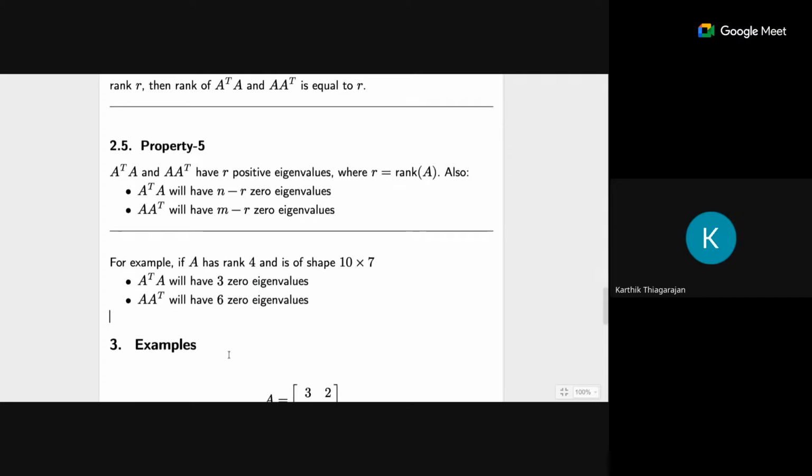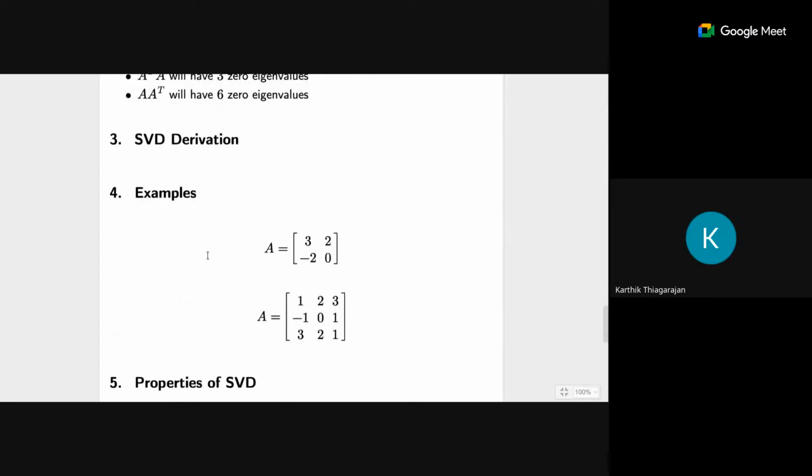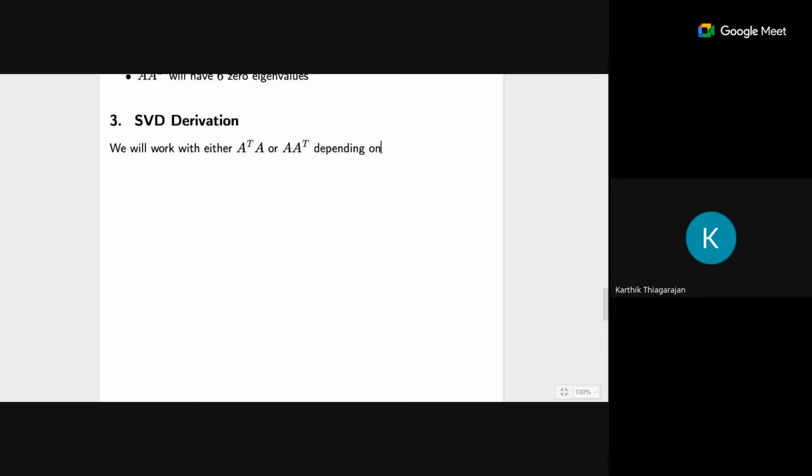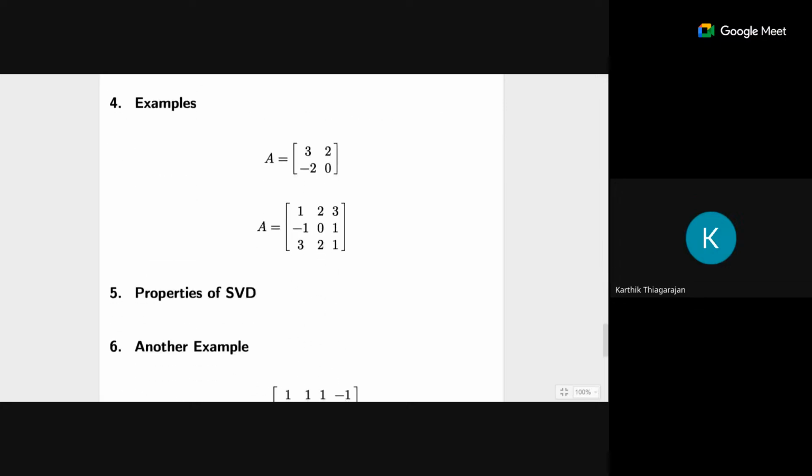So the SVD derivation is the next one. I will very soon move to examples. If all this theory is not your cup of tea, we'll go to examples soon. But this theory is required, otherwise we can't understand the process behind SVD. So let's start. We will work with either A transpose A or A A transpose, depending on which of m and n is smaller. This will become clear when we do this example.